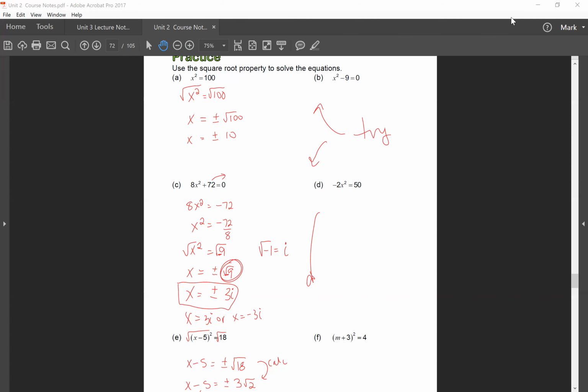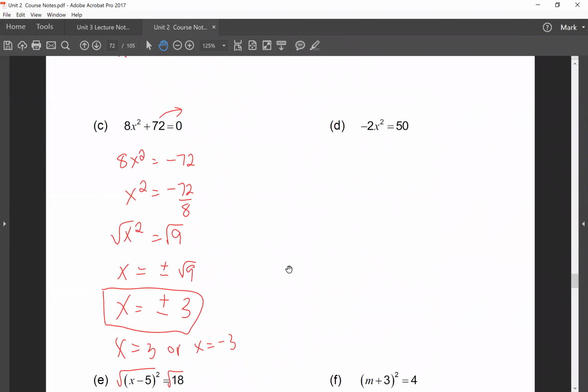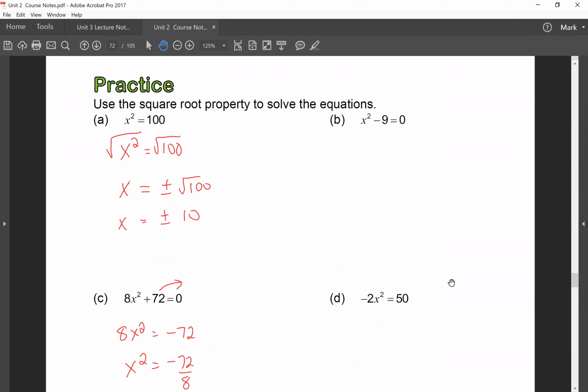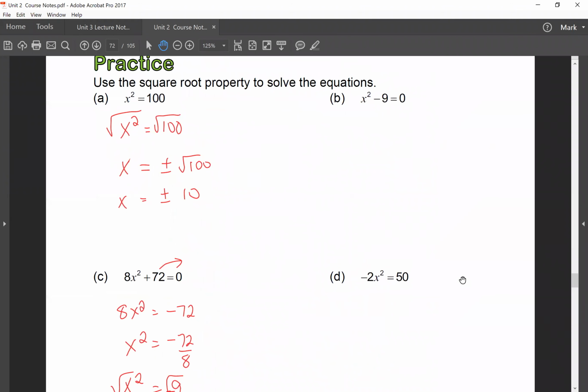Okay, let's have a look at the answers here. Let me check the chat first. Okay, looking good. All right, let's see what we get. So again, guys, just be careful here. Negative 9 means we're going to have an i. Okay, so let's look at B and D and F, and then I got one more little thing, and that's it for today.